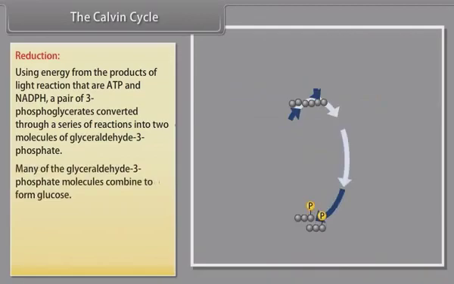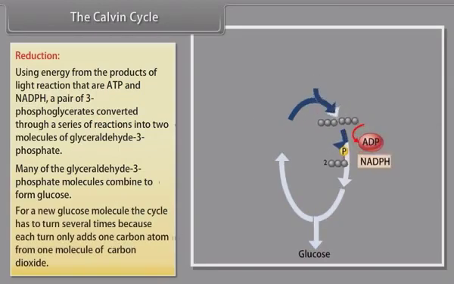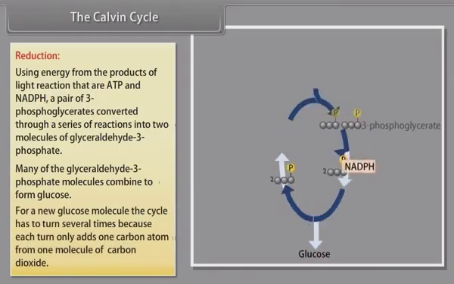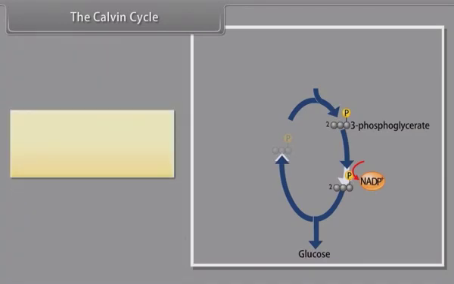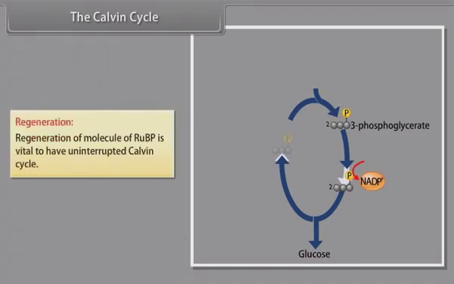Many of the glyceraldehyde 3-phosphate molecules combine to form glucose. For a new glucose molecule, the cycle has to turn several times because each turn only adds 1 carbon atom from 1 molecule of carbon dioxide. Regeneration. Regeneration of the molecule of RuBP is vital to have an uninterrupted Calvin cycle.